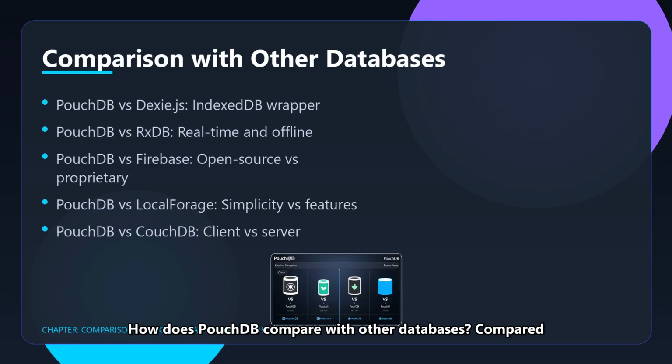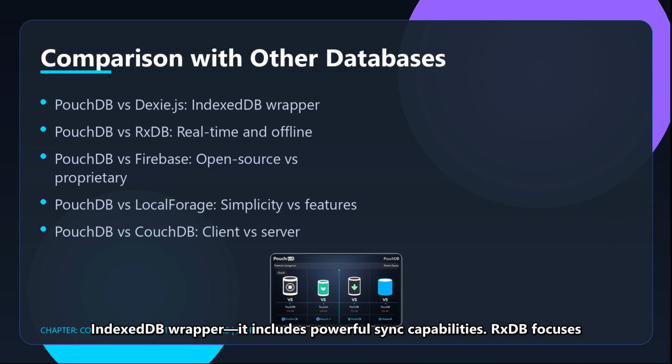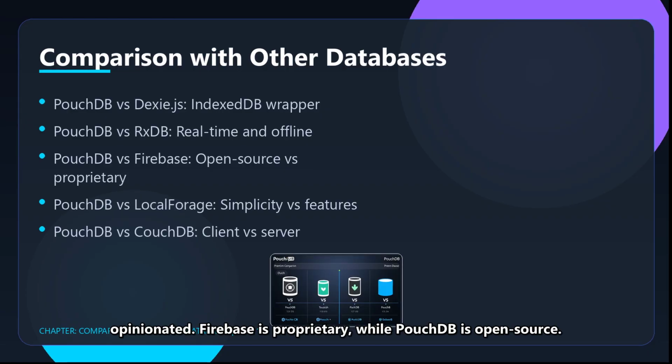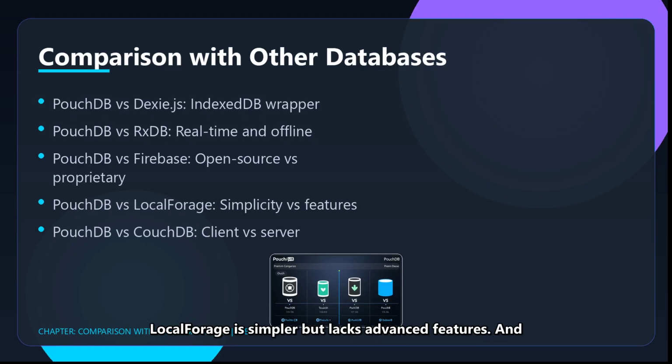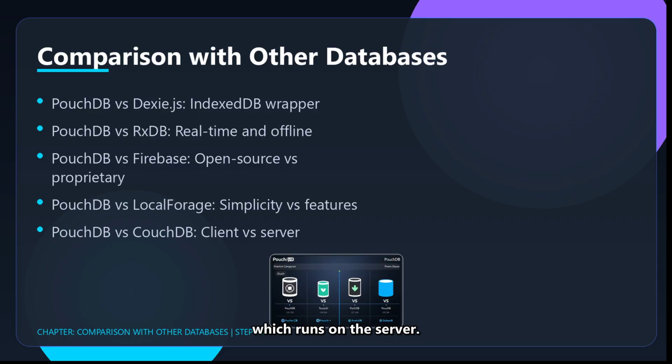How does PouchDB compare with other databases? Compared to Dexie.js, PouchDB offers more than just an IndexedDB wrapper. It includes powerful sync capabilities. RxDB focuses on real-time and offline features but is more opinionated. Firebase is proprietary while PouchDB is open source. localForage is simpler but lacks advanced features. And remember, PouchDB is the client-side counterpart to CouchDB, which runs on the server.